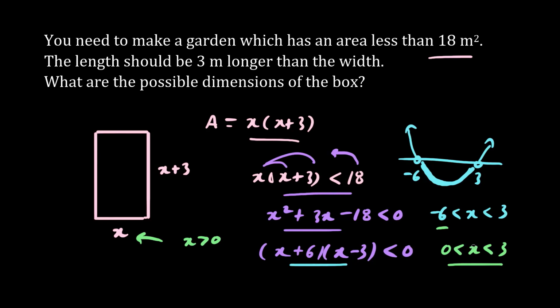By the way, when x is 0, the lower bound value, the y value is 3 larger. So the lowest possible value for y is 3. And the largest value for x is 3. And the y value is 3 larger than that, which is 6. So the possible dimension in the box, x is between 0 and 3, whereas y is between 3 and 6.